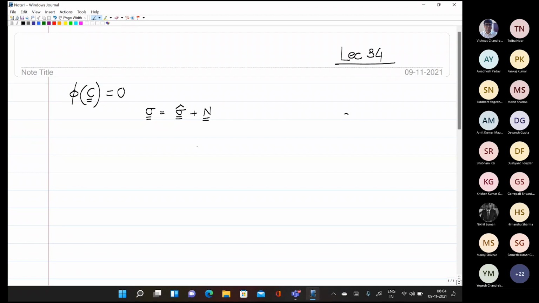Okay. And we also found out the form of this n. So n turned out to be a scalar alpha times F into del phi by del C into F transpose. Okay. Let us see how this n looks for some specific function phi.